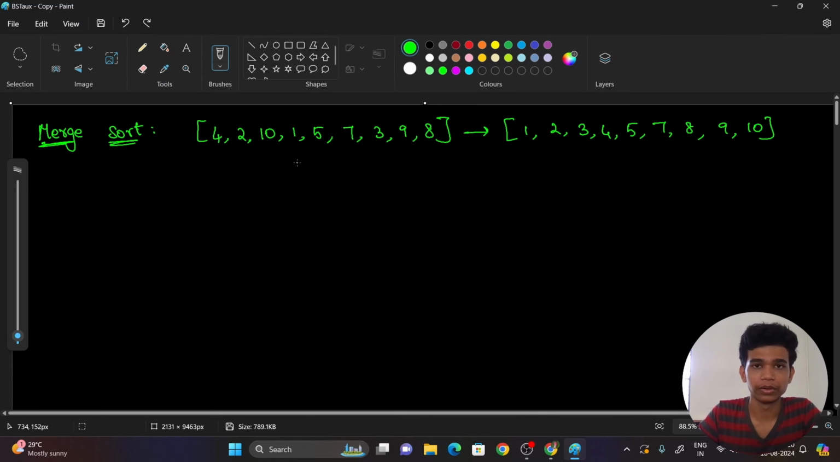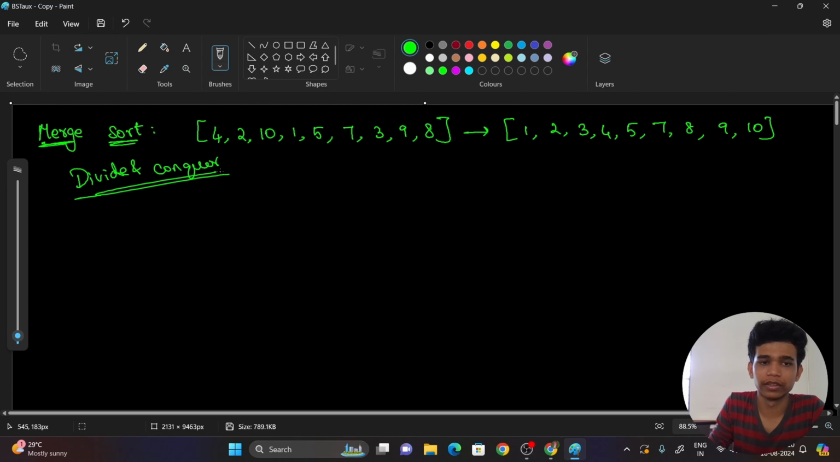In today's video, we are going to see about merge sort. If I give you some elements in an array, then you have to sort it in an efficient way. Then we can use a merge sort technique. It is one of the sorting techniques. What is the technique that is used in this merge sort? It is divide and conquer. This is the famous technique that is used in merge sort.